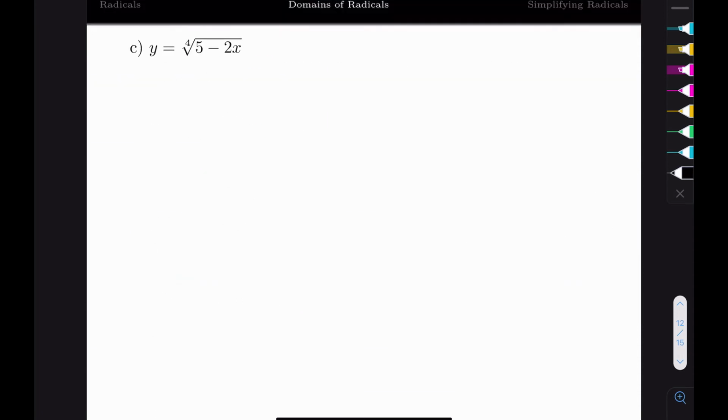Okay. Let's try one more. We're going to go back to an even root. So again, I need the expression underneath this radical to be greater than or equal to 0. And so unfortunately for this one, we do have to solve this inequality. You can go about this any way you want. I'm going to start, remember, we want to get x by itself. So I'm going to move this 5 to the other side. So I'm going to go ahead and subtract it.